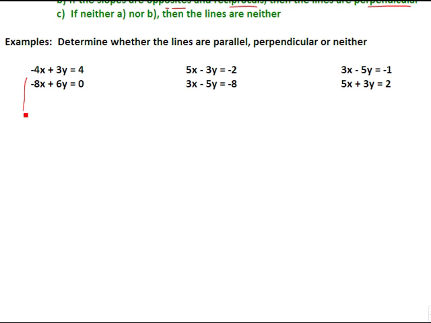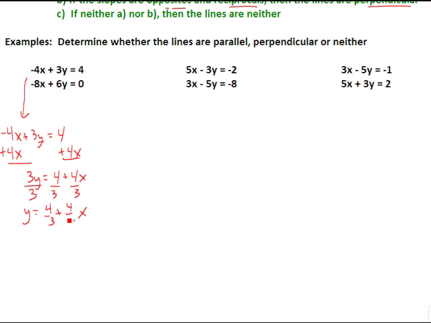We're going to take one equation at a time. I'll start with the first one, and we want to find its slope. That means solving this for y, isolating y. So I'm going to add 4x to both sides. That gives me 3y equals 4 plus 4x. To finish solving for y, I'm going to divide through by 3. Clean it up, I get 4/3 plus 4/3 x. So what's the slope of this line? It's the coefficient of x, which in this problem is positive 4/3.